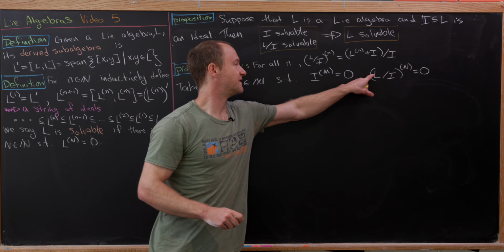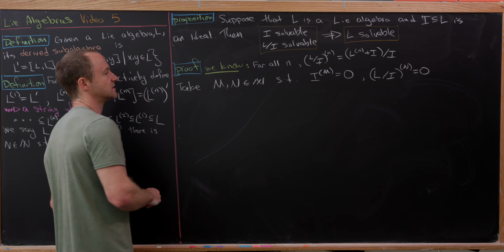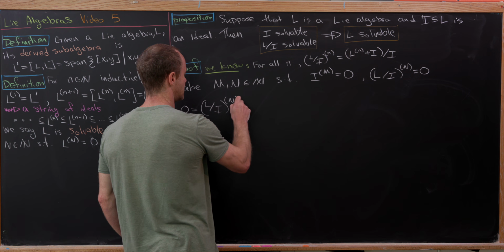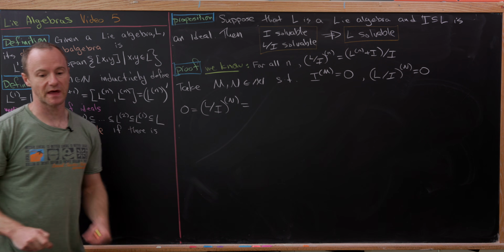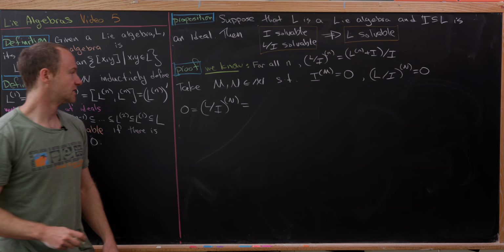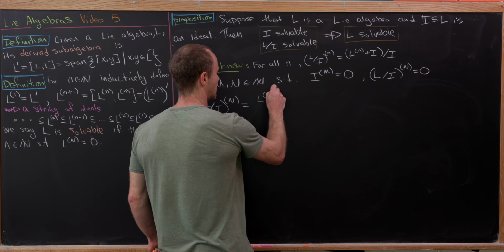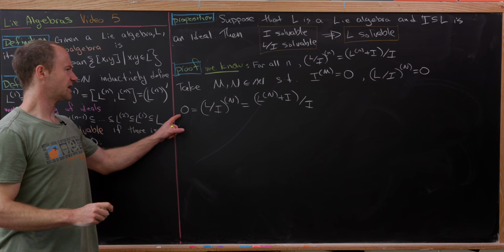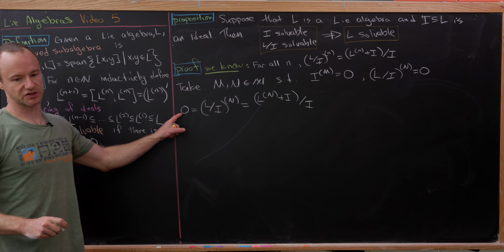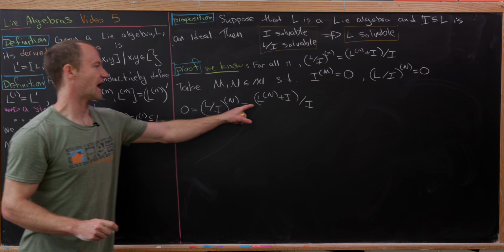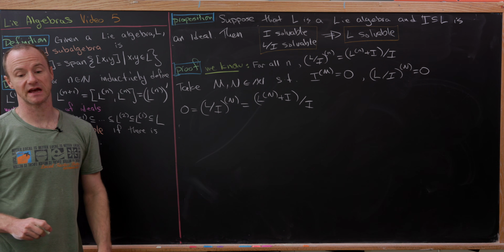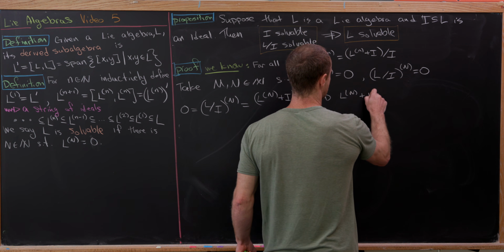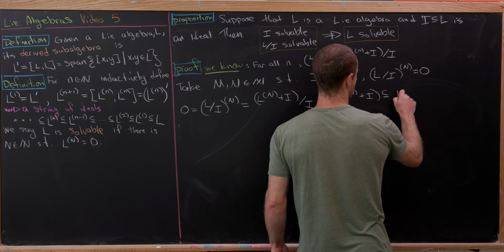Well, let's start with this one and see where we get. So we've got 0 is equal to (L/I)^N. But, well, we proved this result, so we probably want to use that result. So that means that this is equal to (L^N + I)/I. But then if this is the 0 Lie algebra, that's only possible if L^N + I is a subset of I. So let's write that down. So this means that L^N + I is a subset of I.